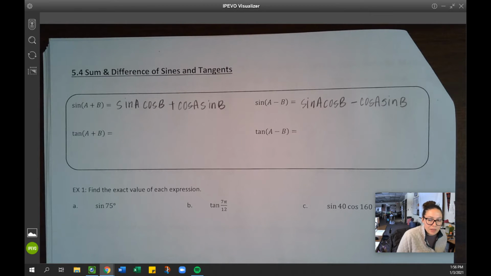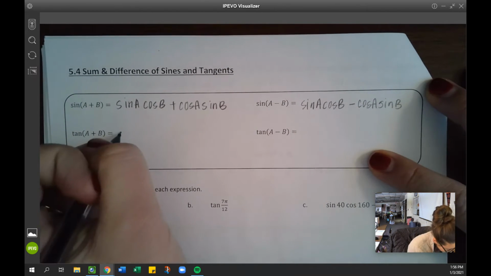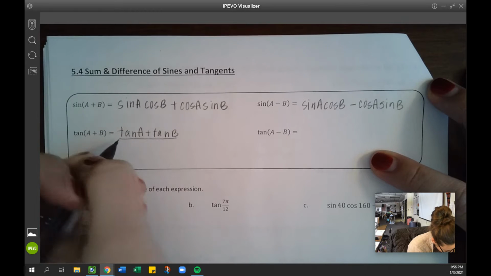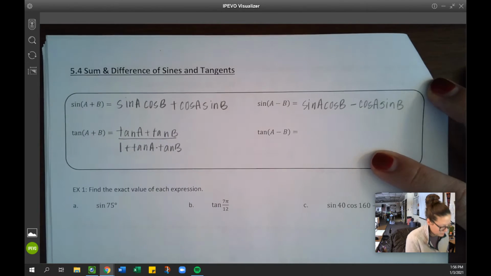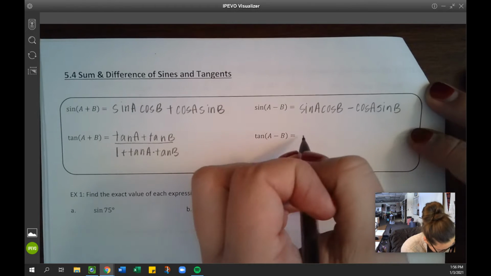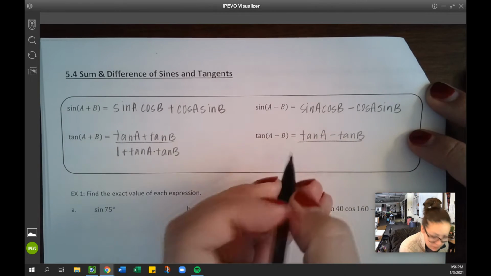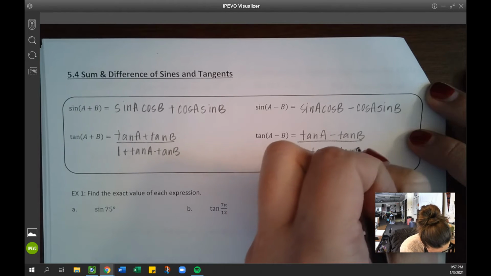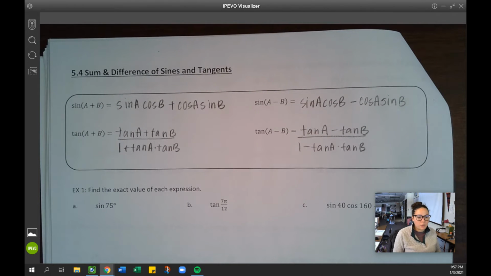The tangent ones are a little bit more complex. So tangent of A plus B is tangent A plus tangent B over 1 plus tangent A times tangent B. And then here we have tangent A minus tangent B over 1 minus tangent A times tangent B. So take a moment, make sure you have those written down, and we are going to use these to complete the examples.